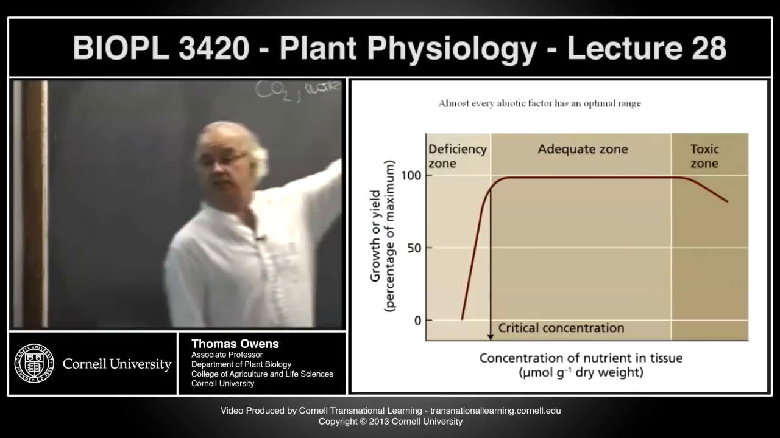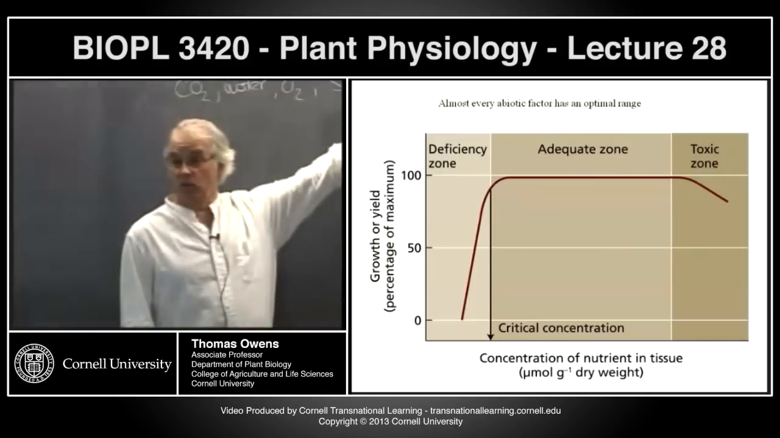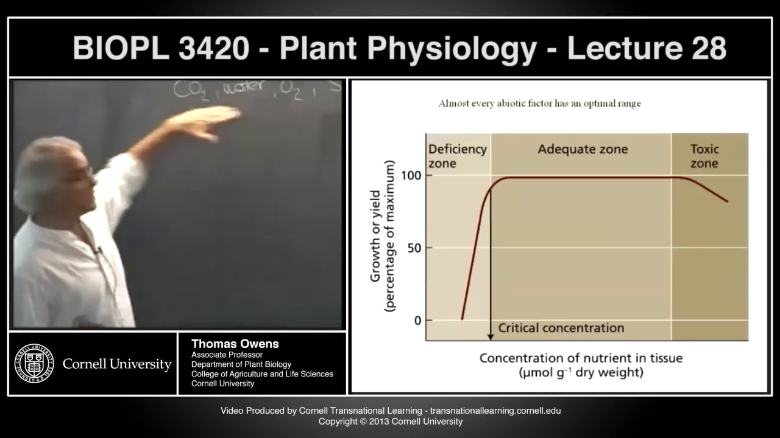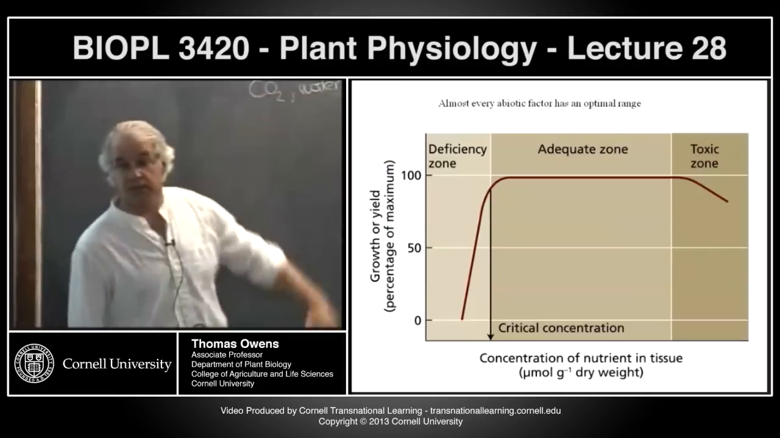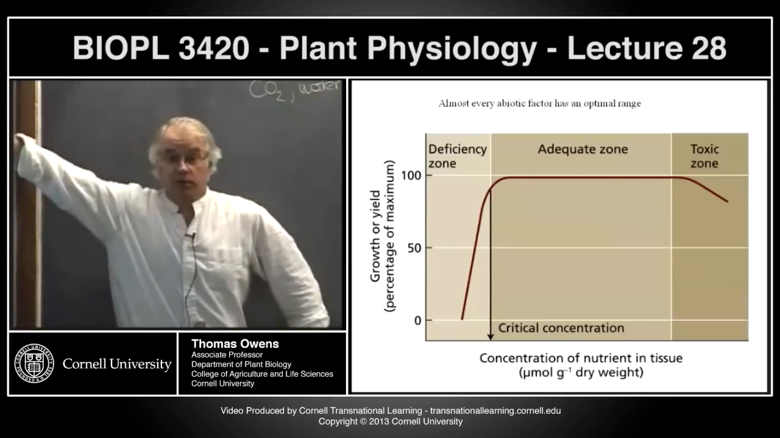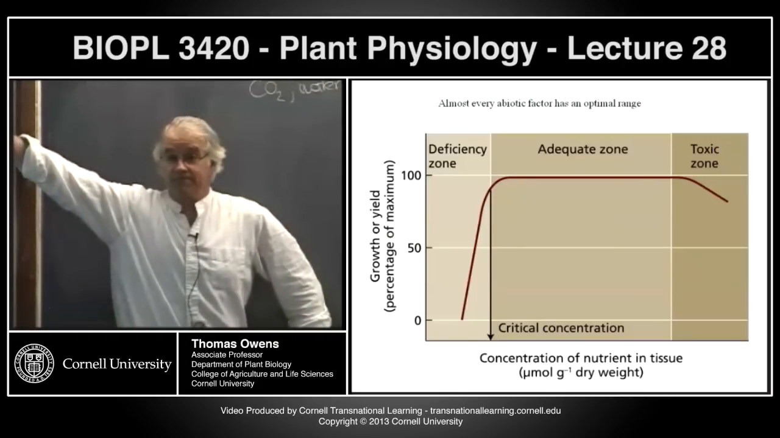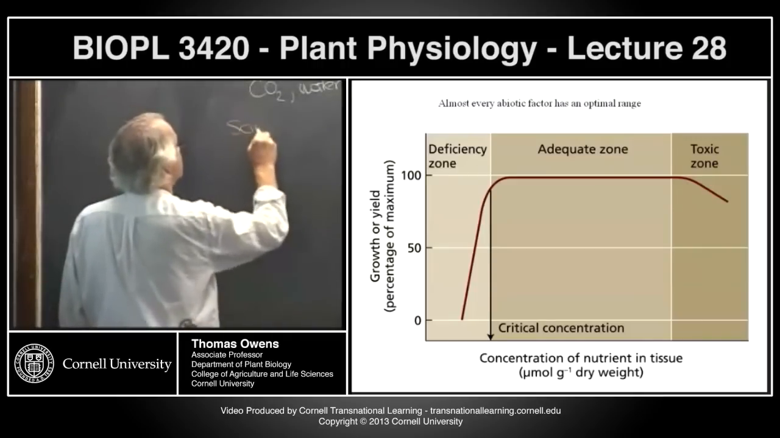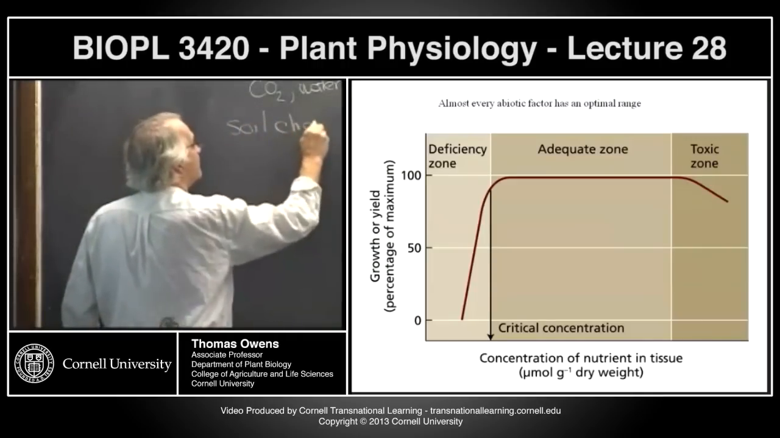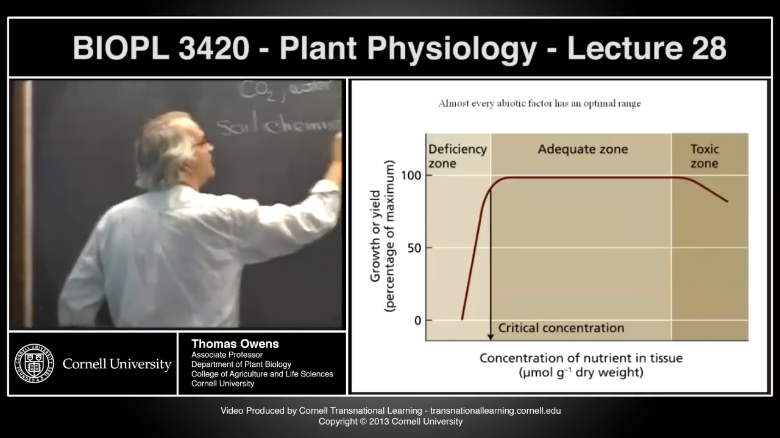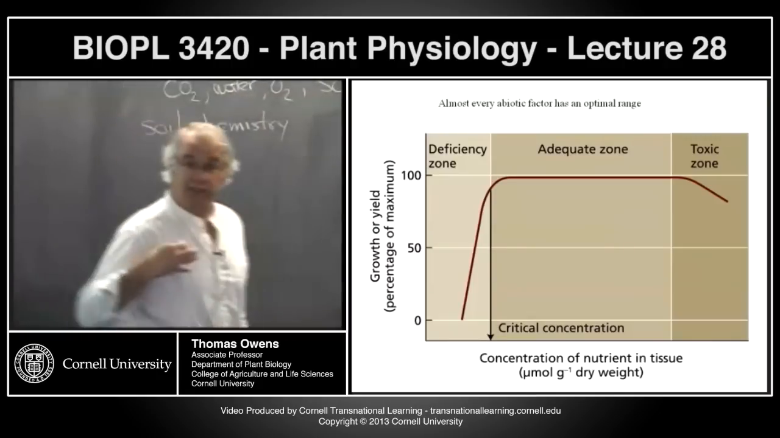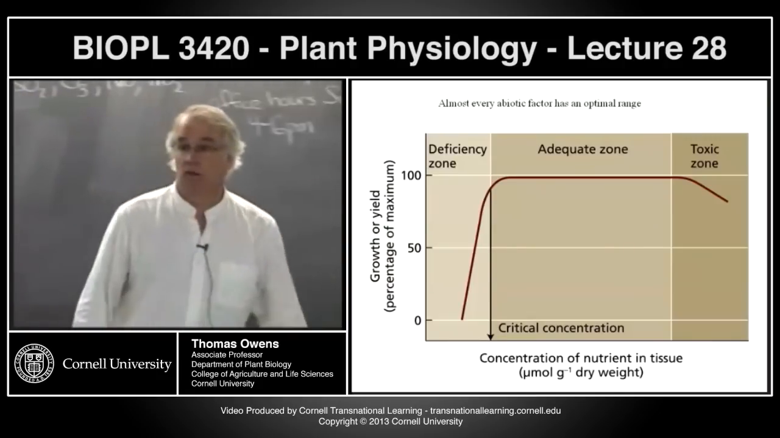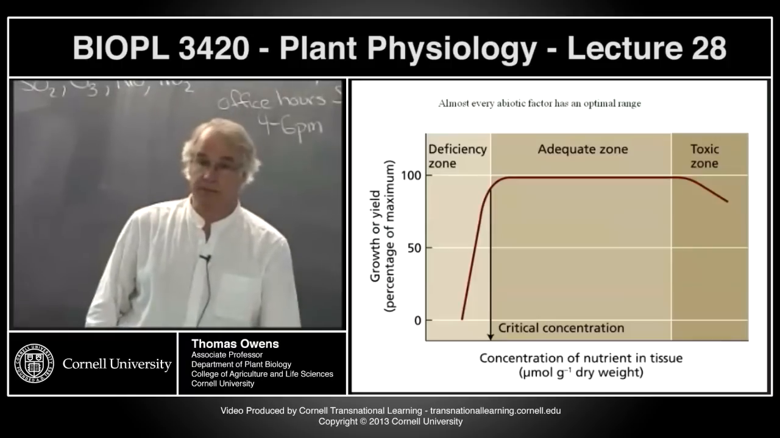So that's the component that we want to think about here. All of these things, when the plant's exposed to them or when the plant doesn't get enough of them through diffusion limitations, can limit the growth of the plant. Okay? Let's take another category. Let's talk about soil chemistry. What are the sorts of things related to soil chemistry that could limit plant growth?